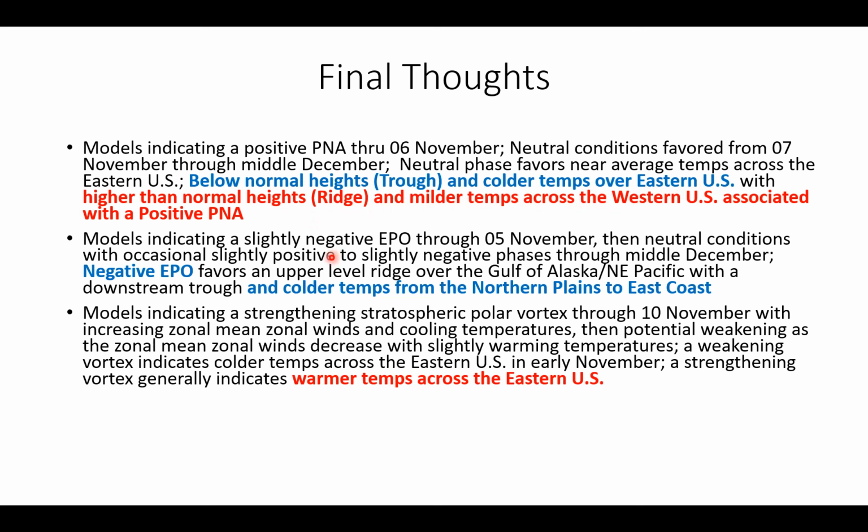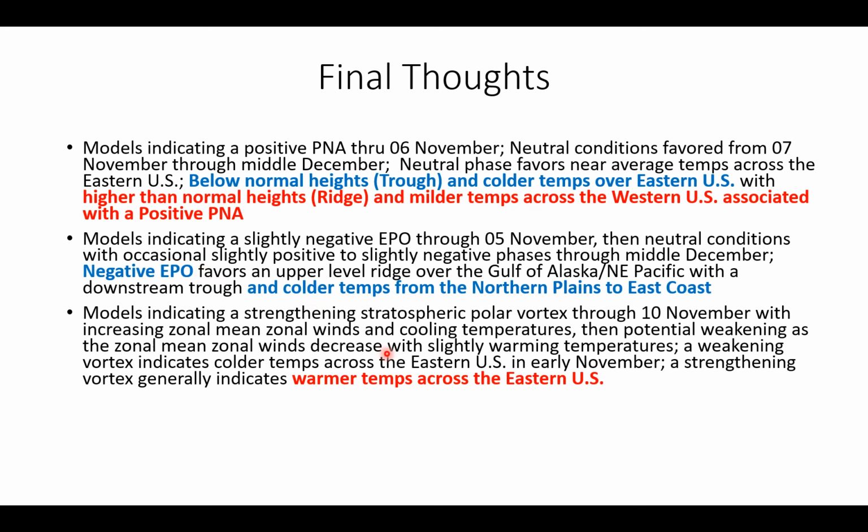Models are indicating a slightly negative EPO through 5 November. Then neutral conditions, ranging from slightly positive to slightly negative, through middle December. A negative EPO favors upper level ridge over the Gulf of Alaska and the Northeast Pacific with downstream trough and colder temps from the northern plains to the east coast. Now, positive EPO, on the other hand, would favor the opposite effect.